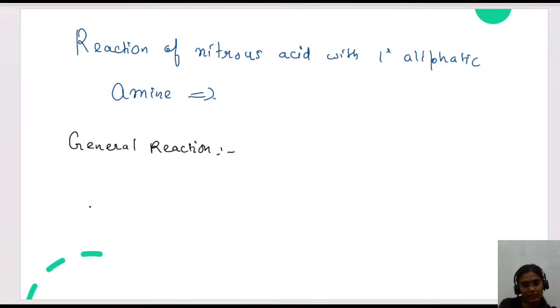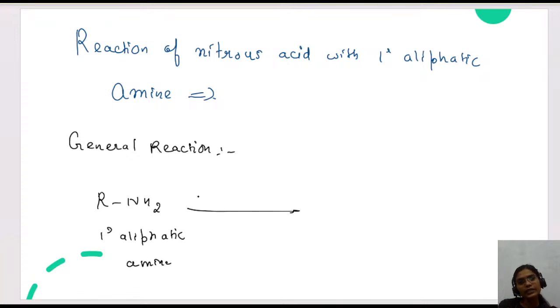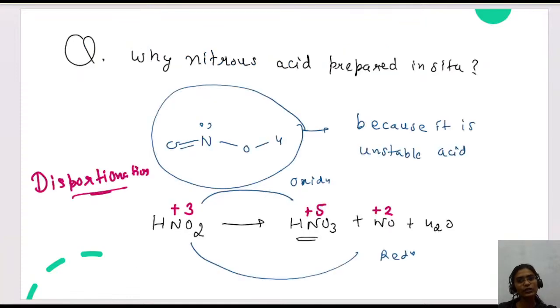Okay, so how about the general reaction? If you have R-NH2, this is my primary aliphatic amine. Let me just write it is a primary aliphatic amine, because we are discussing only this part. And in this case, again, as I already told you, we have to prepare HNO2 in situ. We can't use it directly from outside.